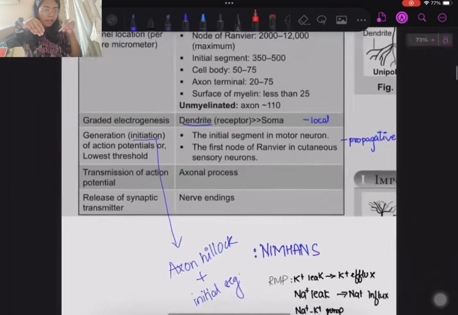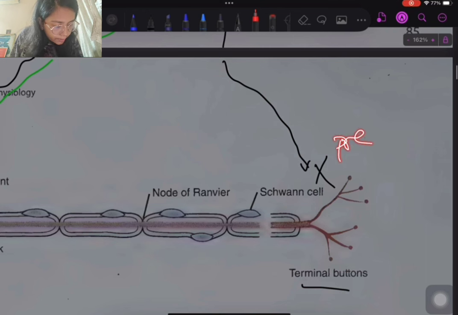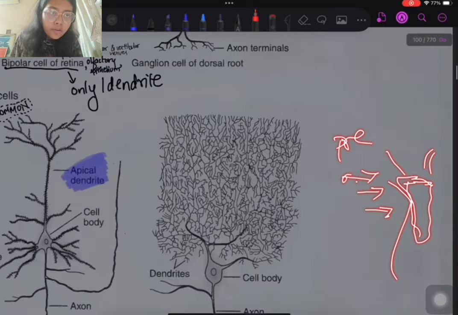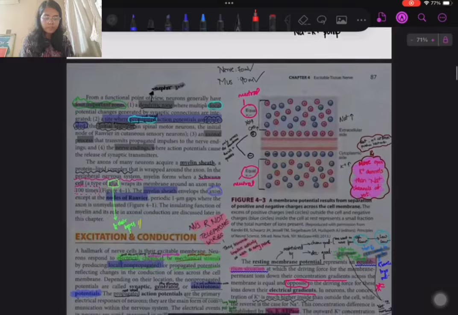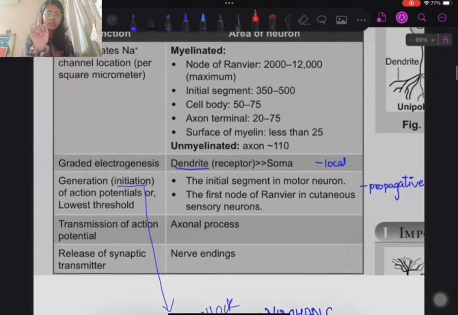So it came to the terminal part. This is the presynaptic neuron. Here there will be a postsynaptic neuron, sorry for the diagram, which will come out from the dendrite. So here the terminal one will release the neurotransmitters. Okay, so did you get the 4 important questions?